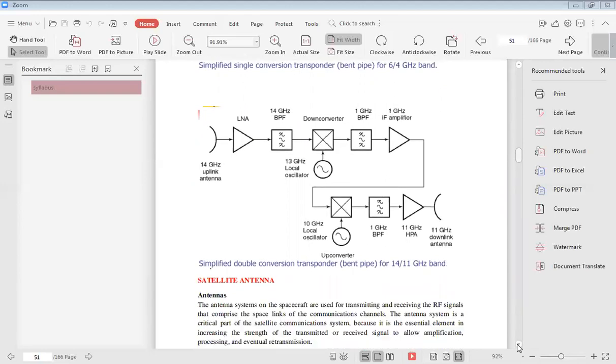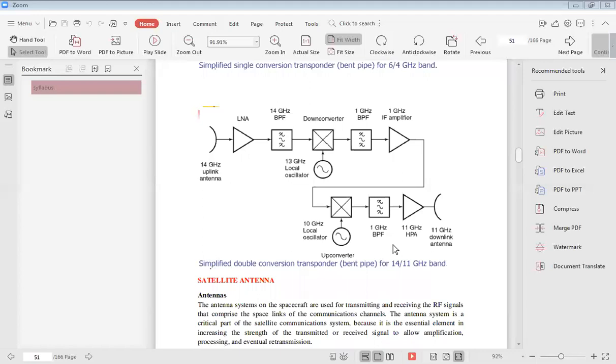Now this is a double conversion transponder where the 14 gigahertz signal from the uplink antenna passes through the low noise amplifier, then the band pass filter, then the down converter, and again it is mixed with a local oscillator of 10 gigahertz, and it is converted to 11 gigahertz. This is another process: 14 gigahertz is the uplink frequency, and the downlink frequency is 11 gigahertz.